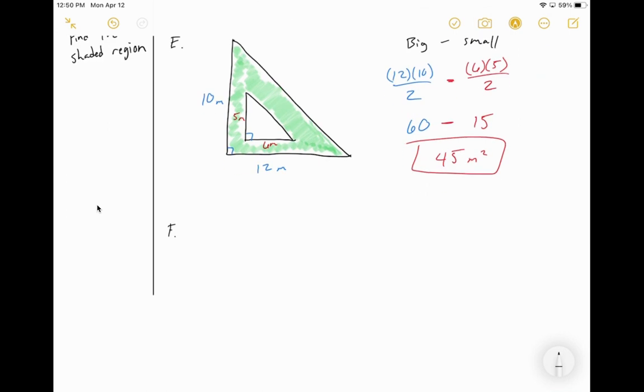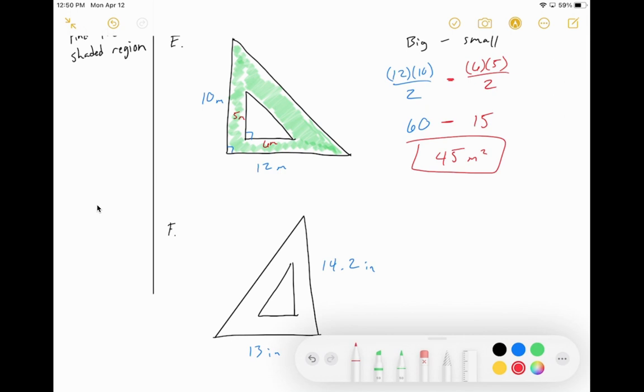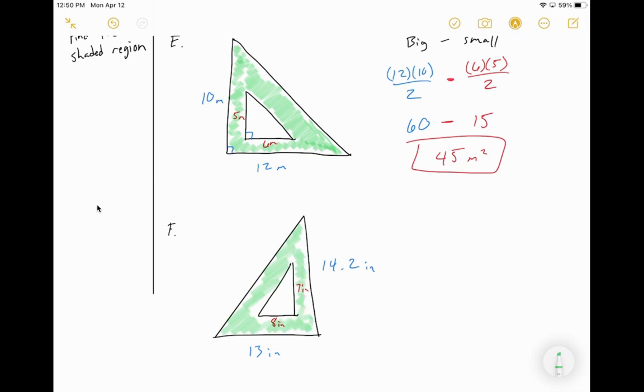Let's do the triangle facing the other way. Let's say this is 13. Let's say this is 14.2 inches. And we'll say that this is 8 and 7. And then my shaded part is the same here. Okay, go for it. Can you please find me the area? And if you're really good with your calculator, you can actually do it all in one line and just press equal once.